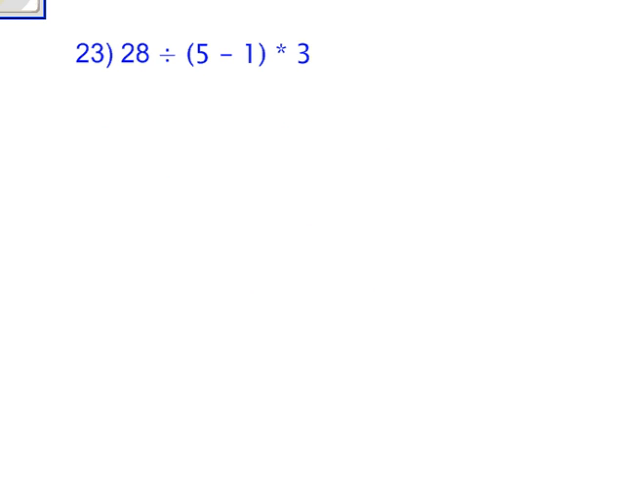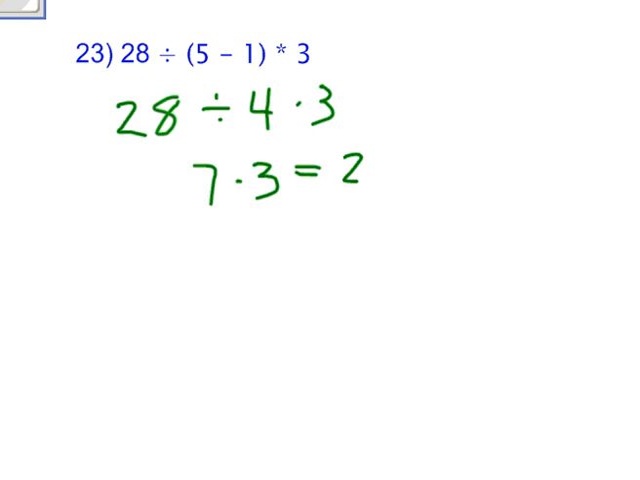Problem 23 is 28 divided by the group 5 minus 1 times 3. Order of operations says we have to do the parentheses first. So we rewrite this as 28 divided by 5 minus 1 is 4 times 3. Left to right, we do multiplication or division. So we would do 28 divided by 4, which is 7. And we have 7 times 3, which is 21.